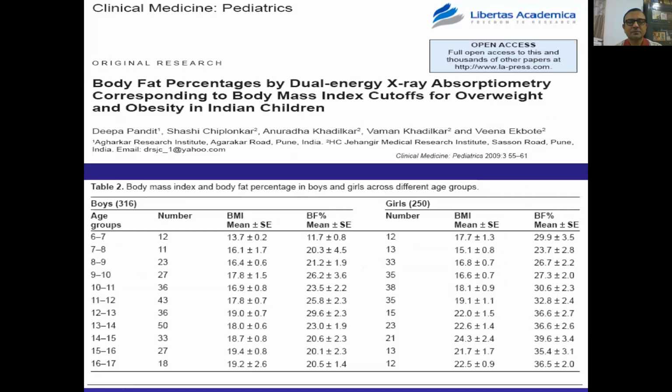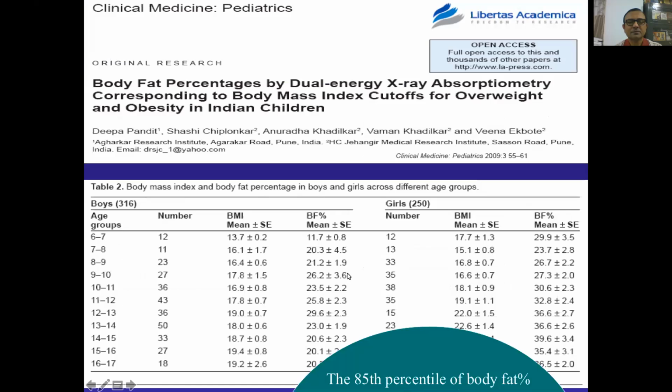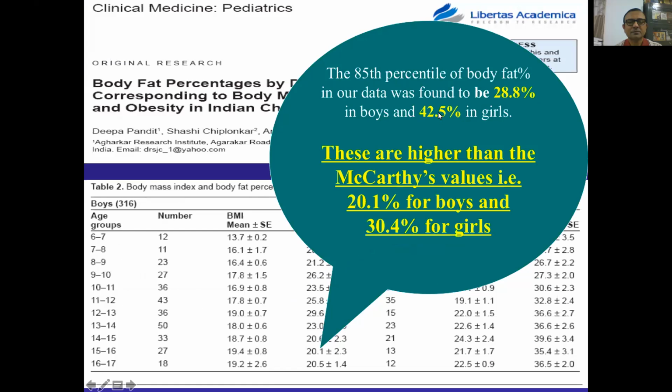So using the DEXA, we have published this paper on body fat percentage. Not to take you through the table, but I've simplified this into this callout, which says that the 85th percentile of body fat in Indian children is 28.8% for boys and 42% for girls. Whereas the same numbers for white children using McCarthy's values are just 20 and 30%. So for the same body mass index, we are having much more adiposity. So lowering BMI seems to be very logical.